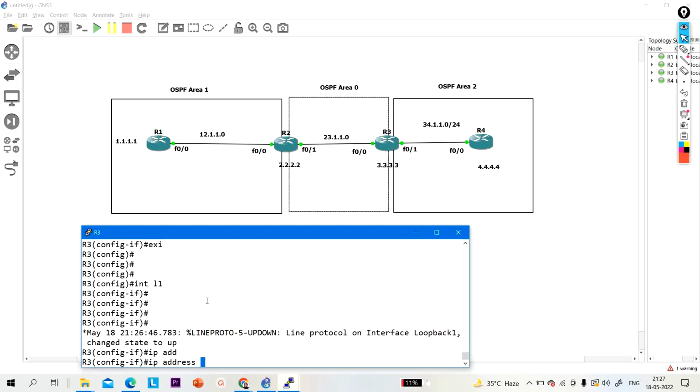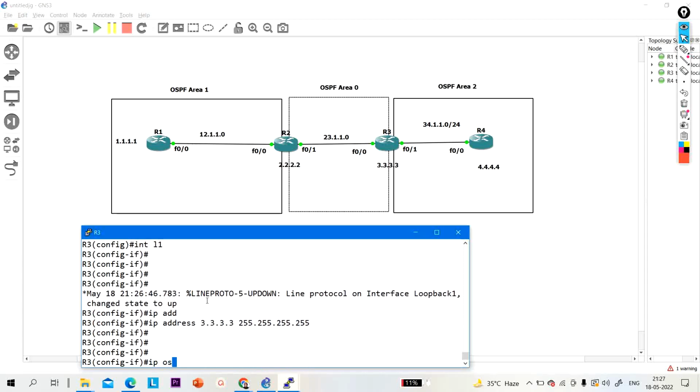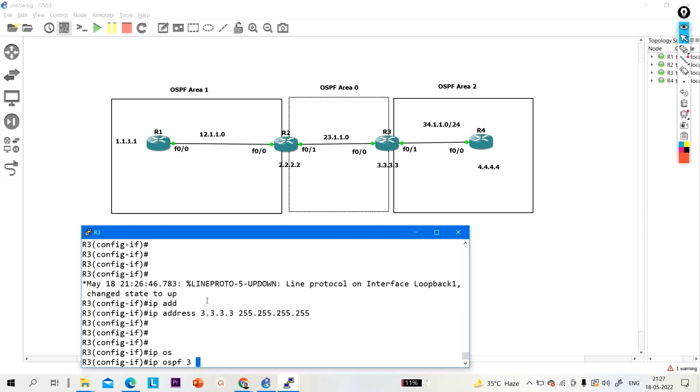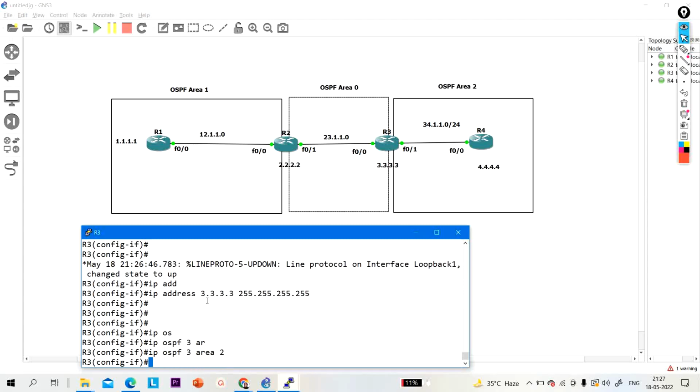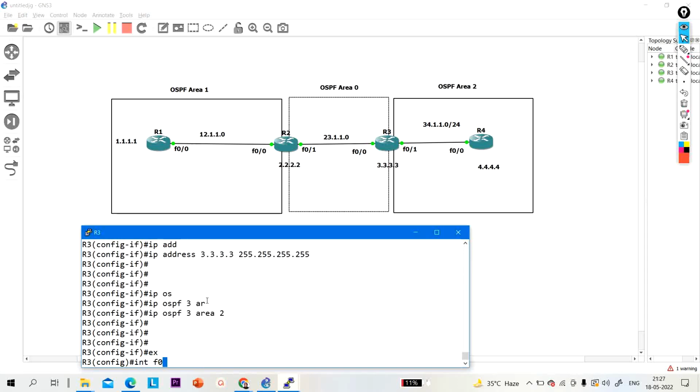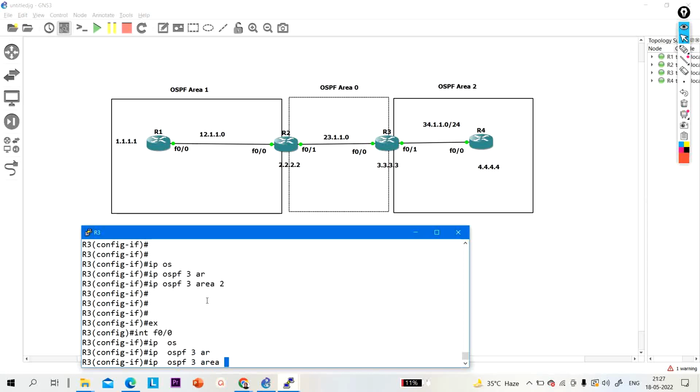Okay. So here IP address will be 3.3.3.3, 255.255.255.255. IP OSPF 3 and area 2. Exit. Interface Fast Ethernet 0/0, IP OSPF 3 and area will be what? I am on R3 and I am advertising Fast Ethernet 0/0. So Fast Ethernet 0/0 is present in which area? 0. In 0.